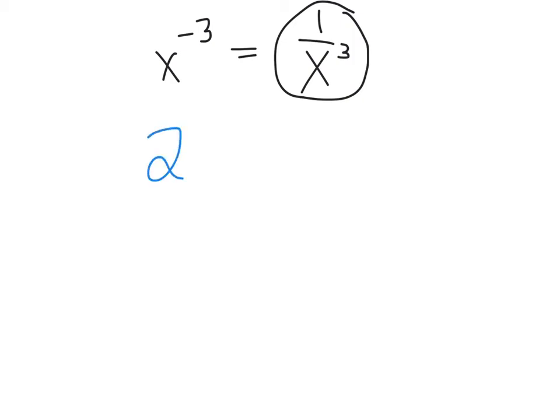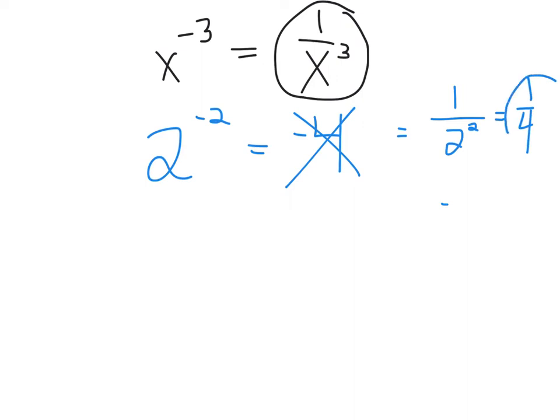If I had 2 to the negative second, sometimes people want to say that this is equal to negative 4, but that's not what a negative exponent means. A negative exponent means the reciprocal of 2 to the second. So the reciprocal is 1 over 2 to the second, or 2 squared is 4, so it's actually 1/4, which makes sense because 2 to the second is 4, and the reciprocal of 4 is 1/4.